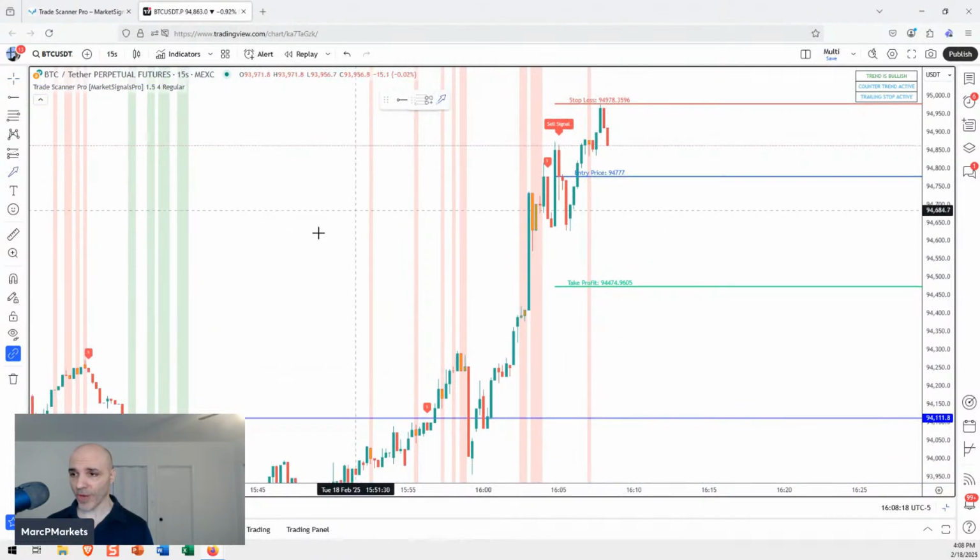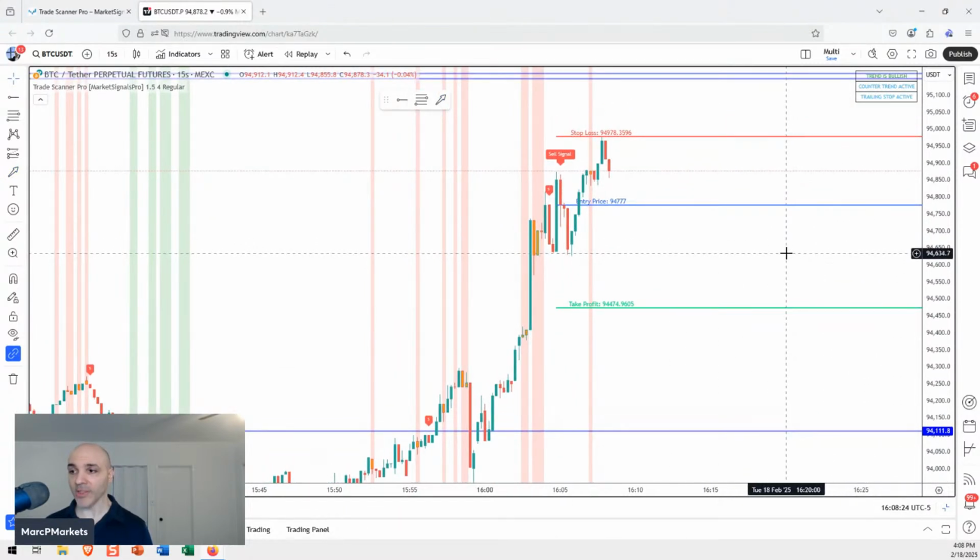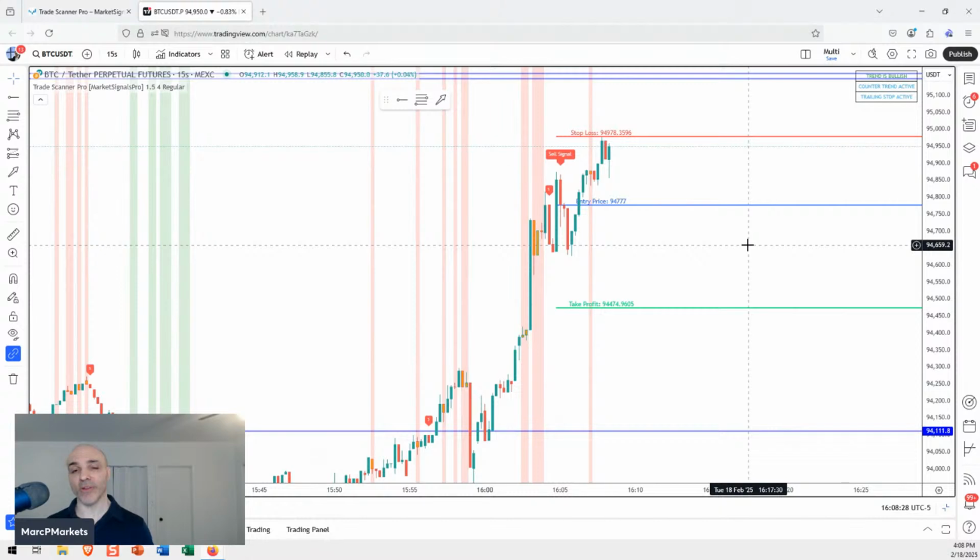Notice also all these red columns. These are heads up columns. They come from these orange candles, which is the heads up candle. That lets you know that a signal is likely to appear in the next 3 to 5 candles.